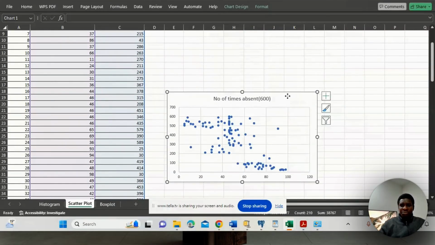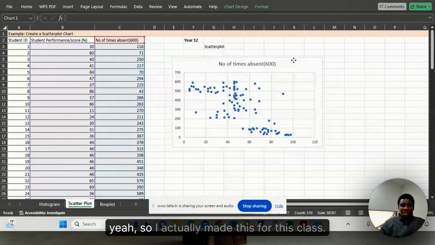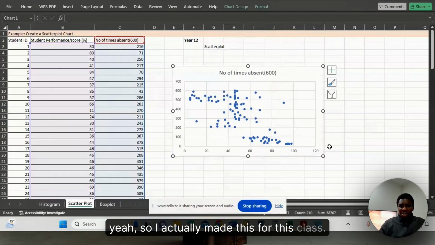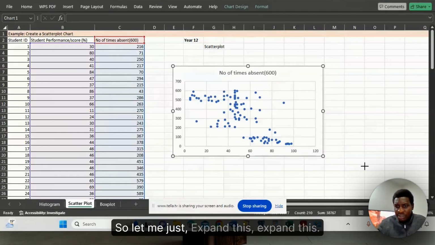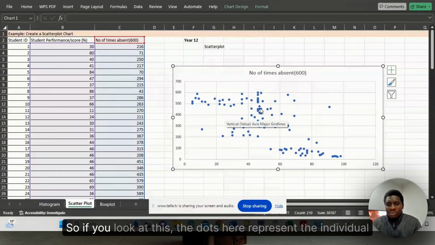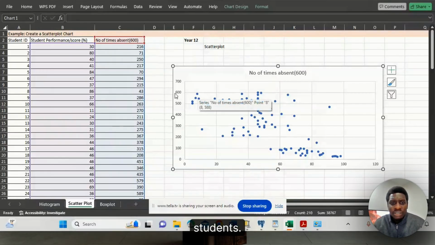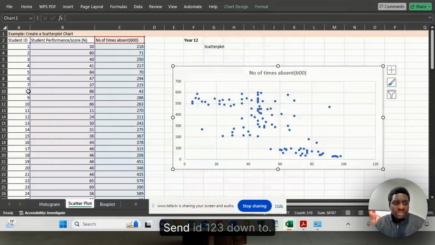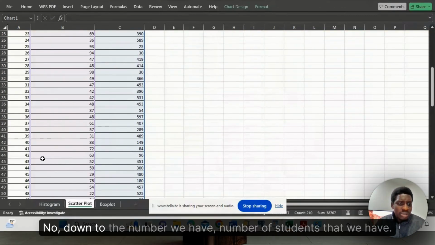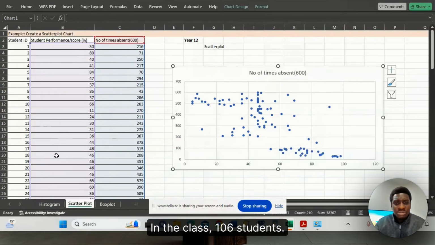All right, so yeah, I intentionally made this for this class. Let me just expand this. If you look at this, the dots here represent the individual students. Student ID 1, 2, 3 down to the number of students we have in the class, 106 students.